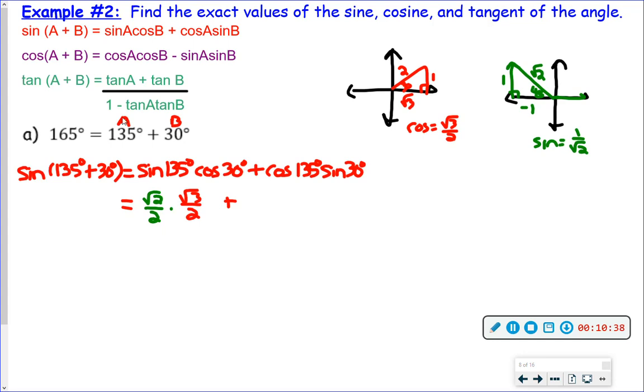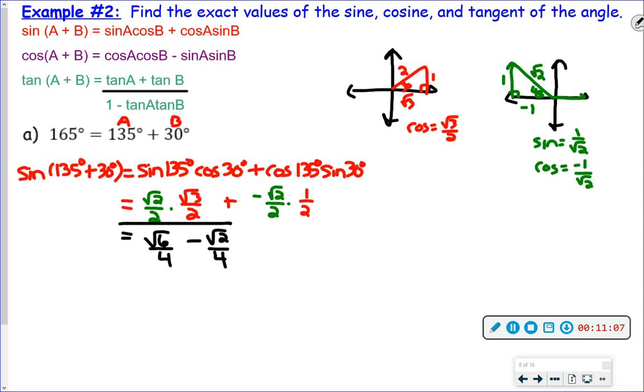Cos of 135, so I'm back to the green. Cosine, of course, adjacent over hypotenuse, rationalize, negative root 2 over 2. And then sine of 30, sine of the red triangle, opposite over hypotenuse. All right, and then we're just going to multiply them out just like we were doing before. Square root of 2 times square root of 3 is square root of 6, over 2 times 2. Plus a negative, let's just make it minus here, make our lives easy. Square root of 2 times 1, over 2 times 2. Of course, you can put it all over 4 or just leave it. So there is my answer for sine.